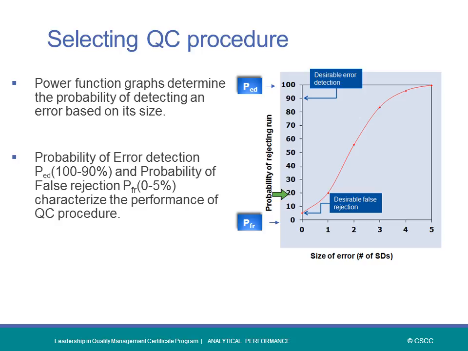A few points are worth pointing out about these power function graphs. First of all is the intercept on the y-axis. This gives us an estimate of the rate of false rejection. As we move towards the upper end of the graph, towards the right and towards the top, this will indicate, depending on the critical systematic error, the power of a QC procedure, if you will, in identifying medical errors, or analytical errors in a method.